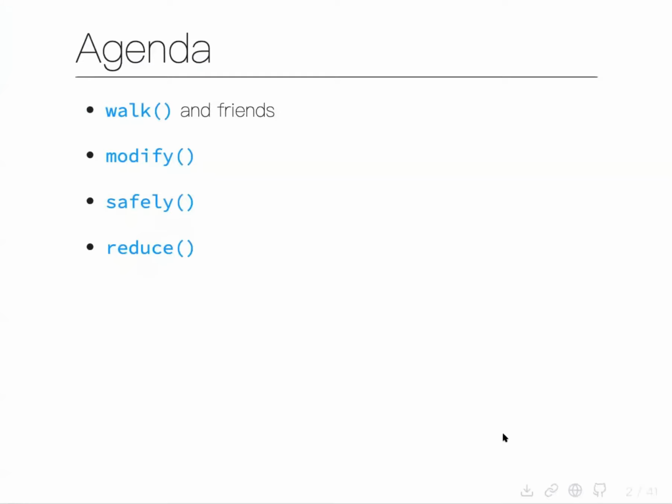Okay, looping variants. So I want to talk about walk. That's the first and probably in my mind the most important among these. Walk and safely are probably the most important. So we'll talk about walk first, and then I'll fairly briefly talk about modify, which is very, very similar to map. And then we'll talk about safely, which is really different, but very helpful. And then finally, we'll talk about reduce, which is also really different.